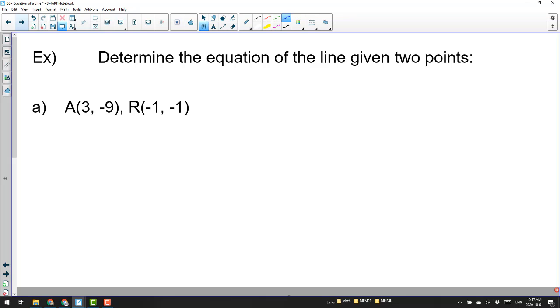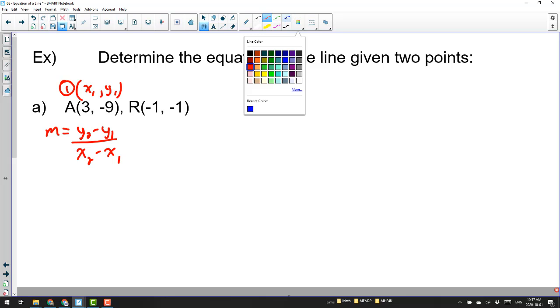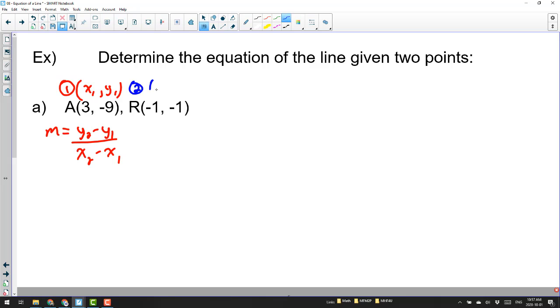like I mentioned, the first thing we want is the slope. Well, if I gave you 2 points, we can find the slope by using our slope formula. So m is equal to y2 minus y1 over x2 minus x1. Again, it doesn't matter what you call point 1 and 2. I'll call this one point 1. So this is x1, y1. And this will be point 2 over here. So this is x2 and y2.